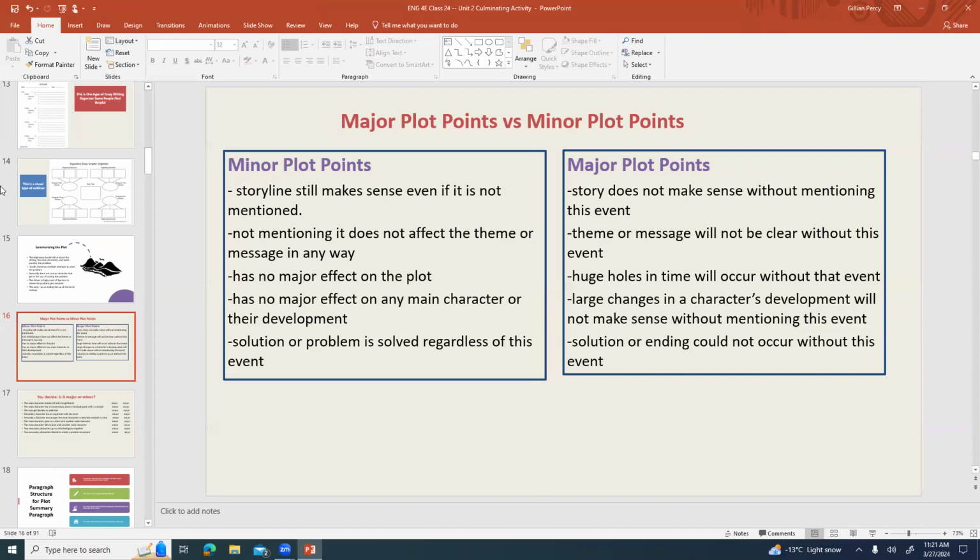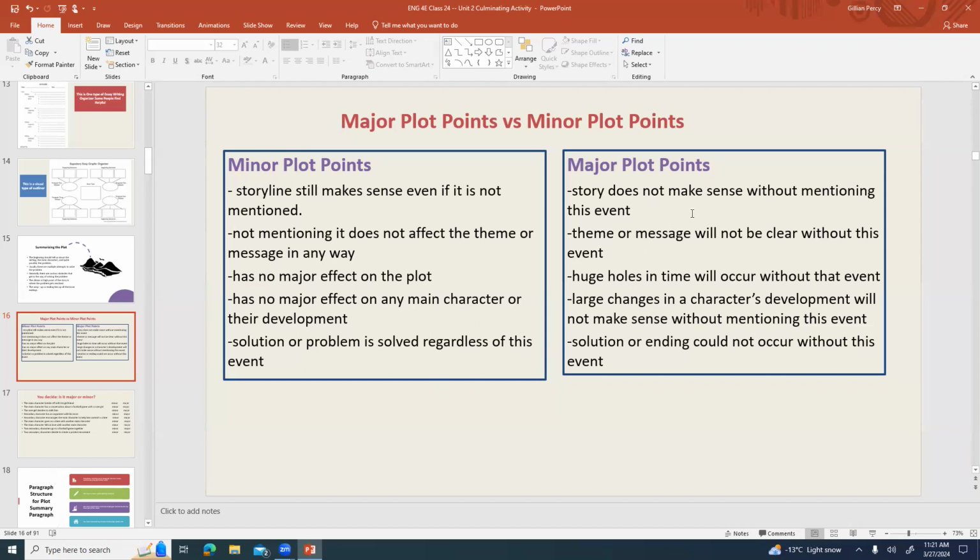For minor plot points, if you left it out, the storyline would still make sense if it doesn't get mentioned. If you drop it off, it doesn't affect the theme or the overall message in any way. Dropping it off has no major effect on the plot. It also has no major effect on any main character or their development. And the solution or problem can be solved regardless of this event.